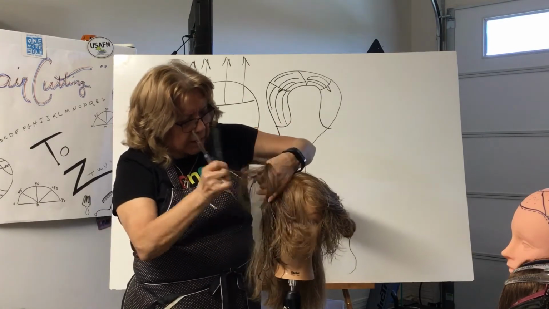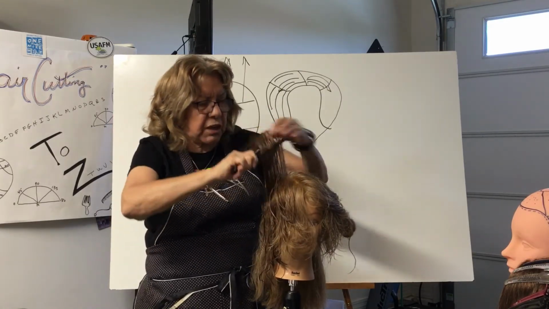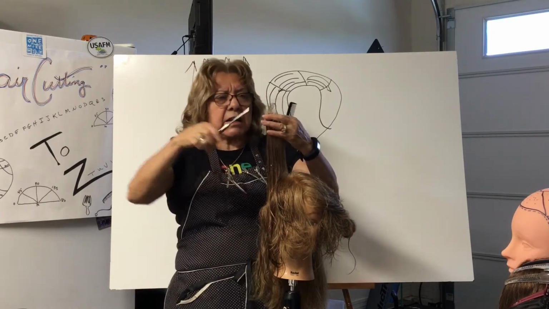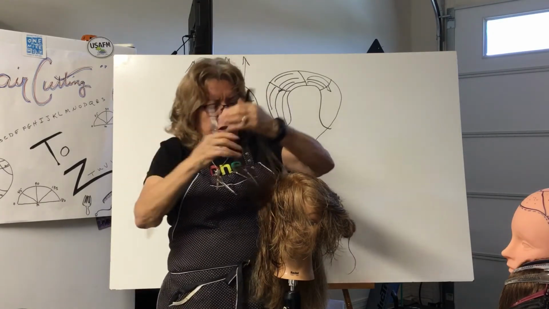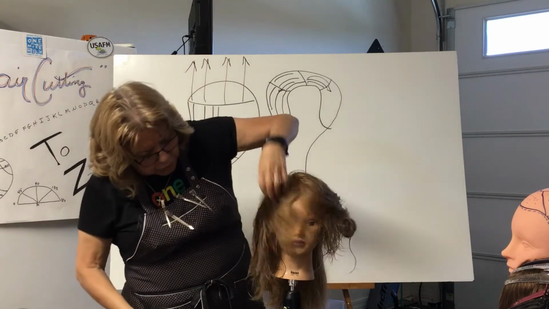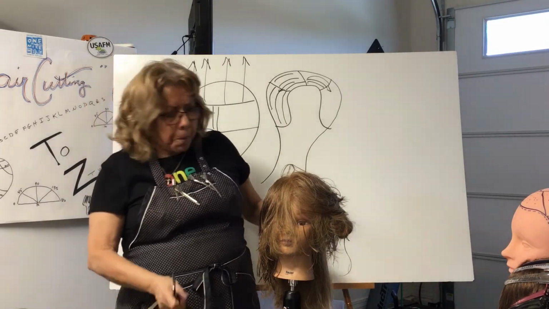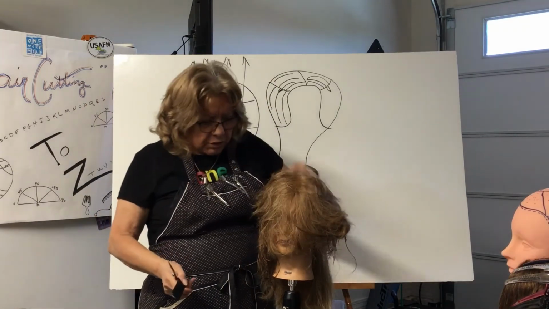So I'm going to bring that last section down, and we're going to do the other side real quick. There we go again, and you see that did not need to be cut. It's already done. And you see the layering coming in. See that layering coming into that. All right, now I'm going to come over to the other side.